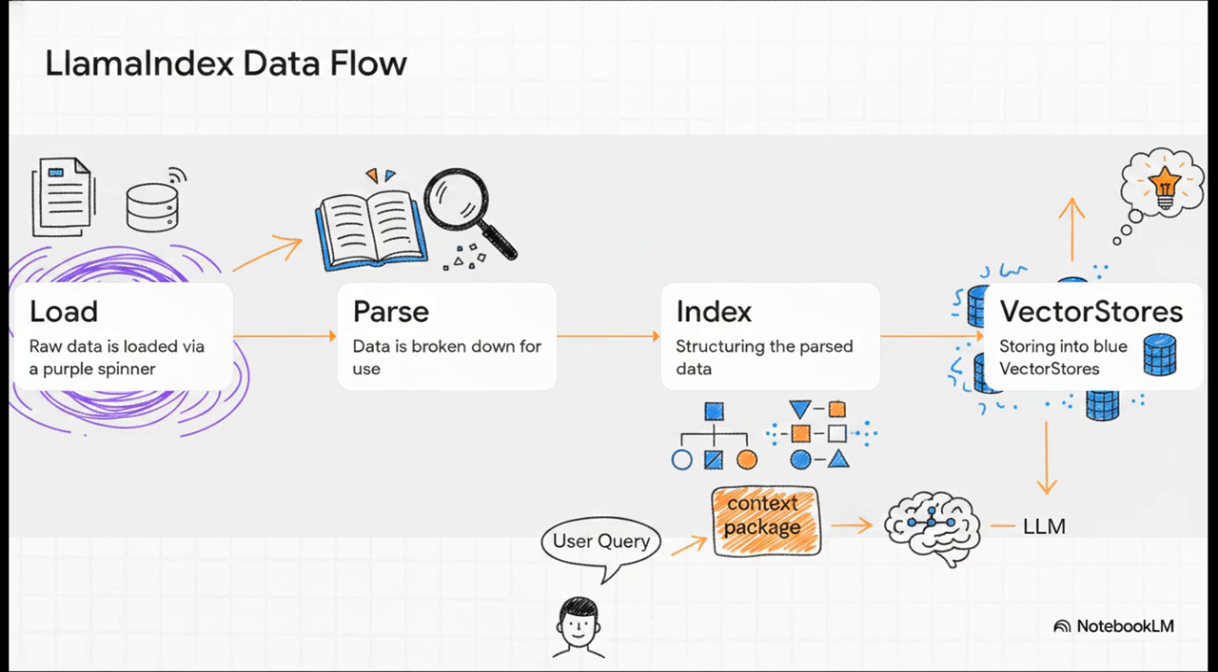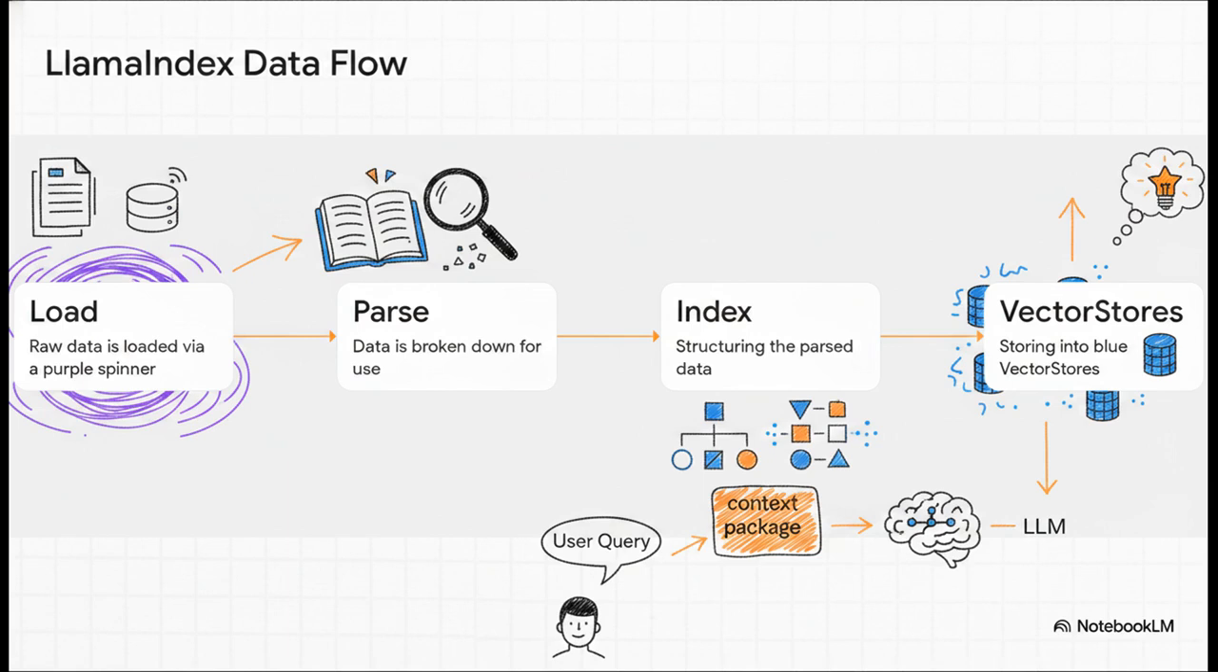Let's look a little closer at LlamaIndex on row 04 to see exactly how this plays out. Check out the distinct, linear flow moving from left to right. It starts with raw data, which is represented by those document and database icons. Step 1 is load, shown by that purple spinner. Step 2 is parse, where the data actually gets broken down. You can see the book and magnifying glass there. Step 3 is index, which structures that data. And finally, step 4 pushes it right into those blue vector stores.